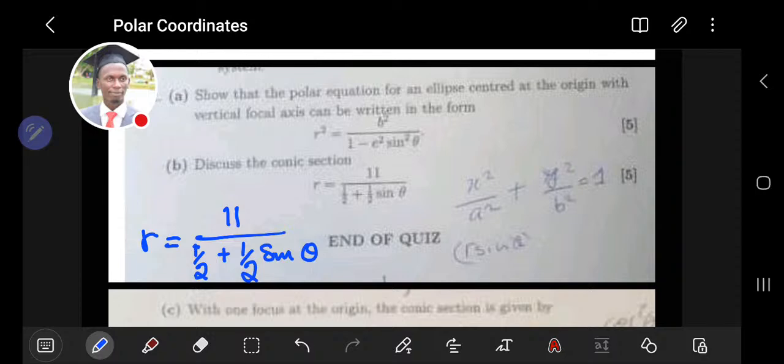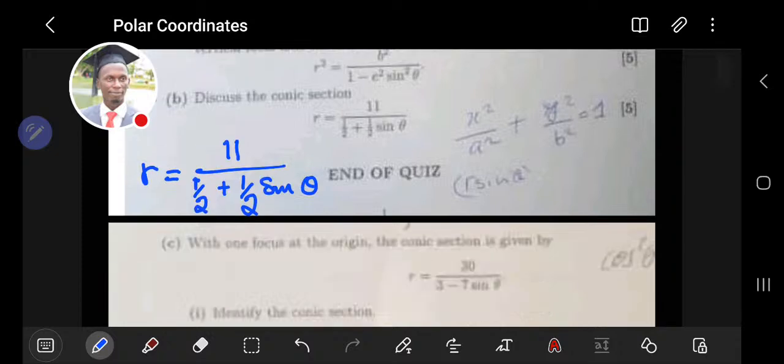Of course, to discuss it, you have to identify the conic section, find the center of the conic section, find the foci, also show where the directrix is and sketch it. That's how you discuss a conic section. So try to do that. Let me know in the comment section what you guys will identify as the shape of this one. What conic section is it?